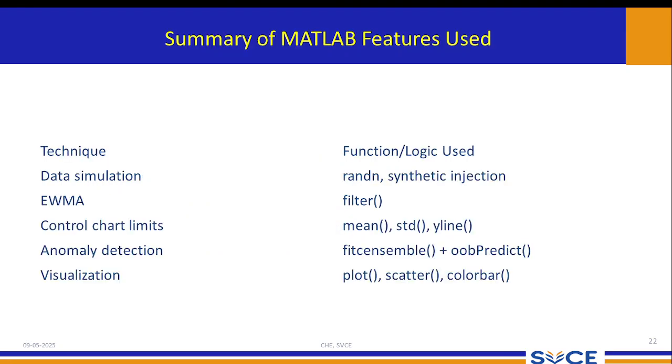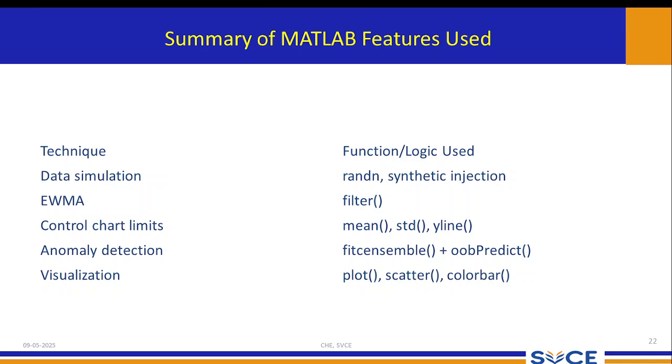So what are the codes which can be used during this processing by using MATLAB, that I would like to mention here. For anomaly detection, we have just now used the fitcensemble or predict. For visualization: plot, scatter, color bar, control chart limits. We can have the syntax of MATLAB: mean, standard deviation, yline, exponential weighted moving average, filter, data simulation, synthetic injection or random number. So this is how the MATLAB code needs to be written.